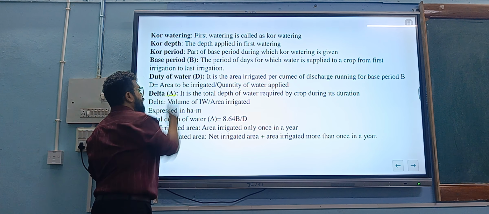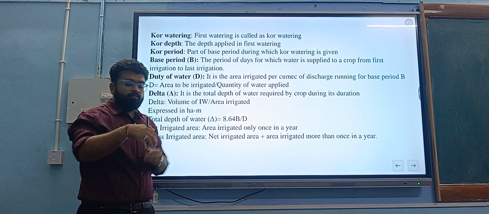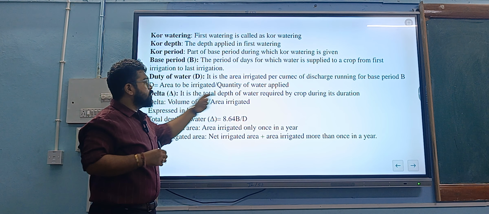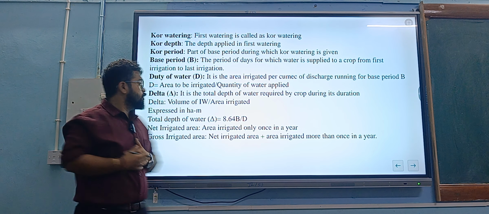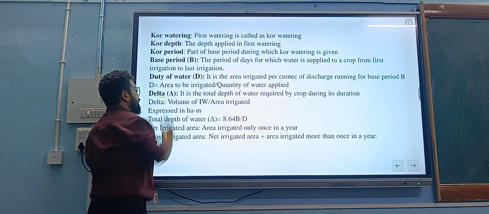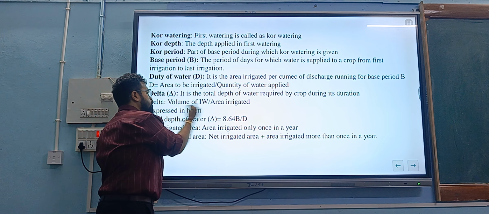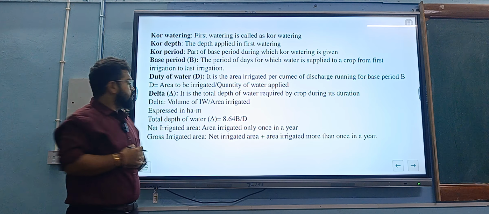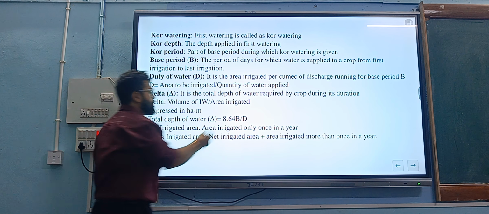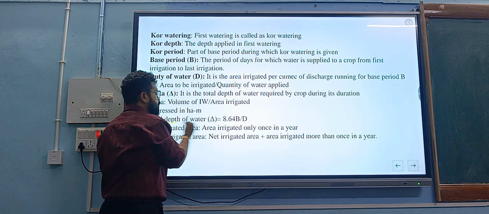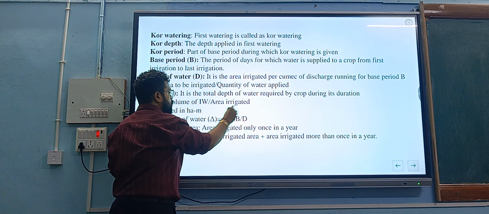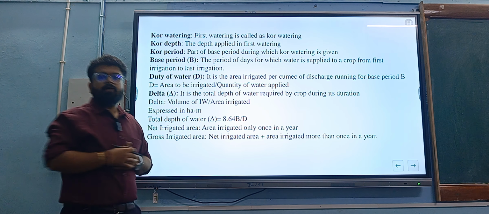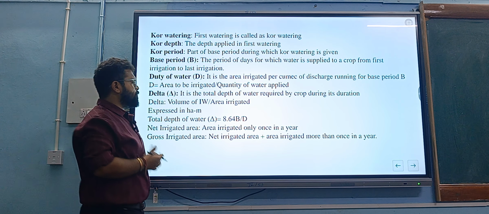Then what is delta? It is the depth of water. How much depth of water is covered from a duty? The depth of water applied to a crop during its duration, we call delta. It is the volume of irrigation water to the area irrigated. And the relation between duty and the total depth of water, delta, is delta equal to 8.64 multiplied by base period divided by duty, which gives you the total depth of water.